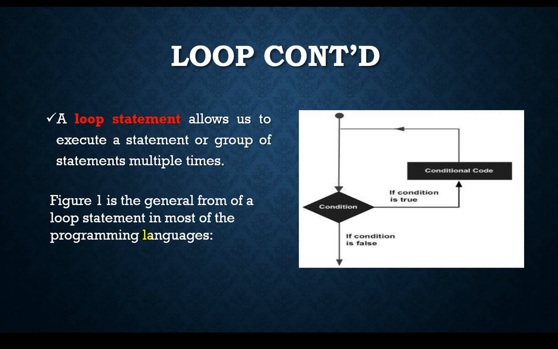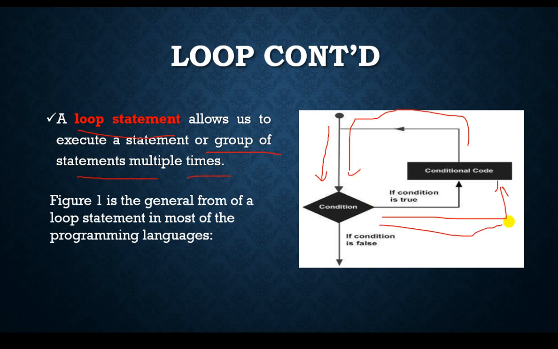So what is a loop? Basically, as we have said, a loop statement allows us to execute a statement or a group of statements multiple times. When we look at this figure, this is what is happening. We come and check the condition. If the condition is true, we go and execute a certain code. Then we come back again and check the condition again. If the condition is true, we go back to execute the same code. It keeps on iterating until the condition is false, where it leaves the loop.